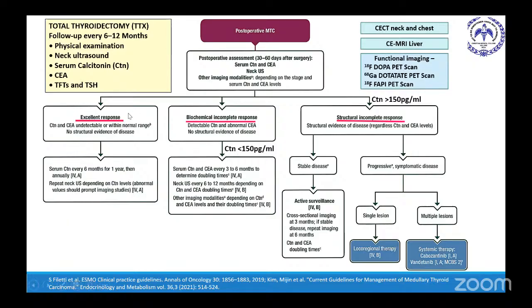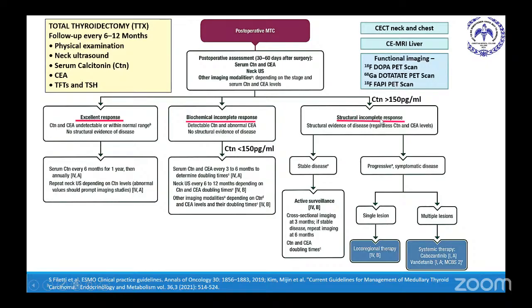So for excellent response, initially we have to do calcitonin every 6 months for the first year and then annually. Based on the calcitonin levels, ultrasound neck can be done. For biochemical incomplete response, if the calcitonin is less than 150 picogram per ml, calcitonin and CEA screening every 3 to 6 months is recommended to determine the doubling times. Neck ultrasound every 6 to 12 monthly, depending on the doubling time. And if the calcitonin is more than 150 picogram per ml, then it is likely that there is metastasis. We should undertake the investigations to rule out metastasis.